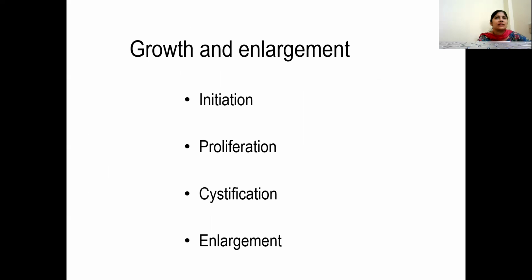Now, how does a cyst grow and enlarge? It will start with the process of initiation, then there is proliferation, then cystification, and then enlargement. So these are the various stages: initiation, proliferation, cystification, and then the enlargement of the cyst.